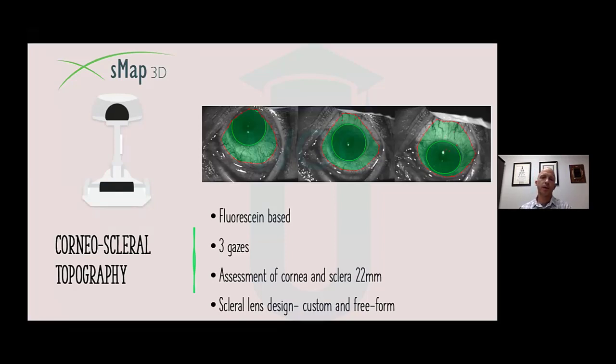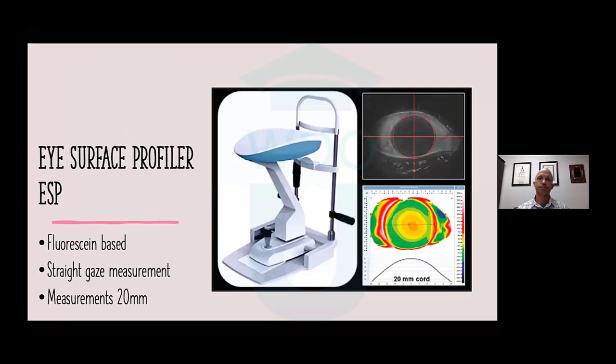The SMAP requires 3 gaze measurements, and that's to help get under the lid measurements. It can assess the anterior ocular surface out to 22 millimeters in diameter, and it has software capable of fitting a customized branded scleral contact lens design to the eye or a free-form version.